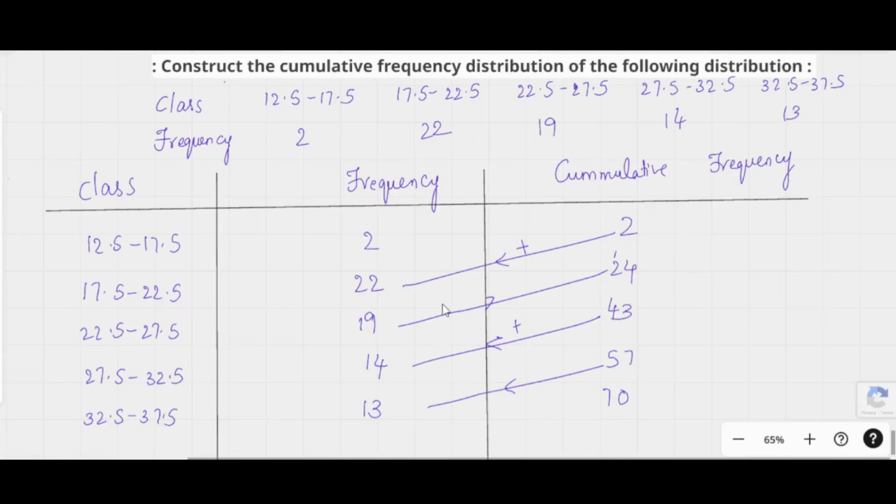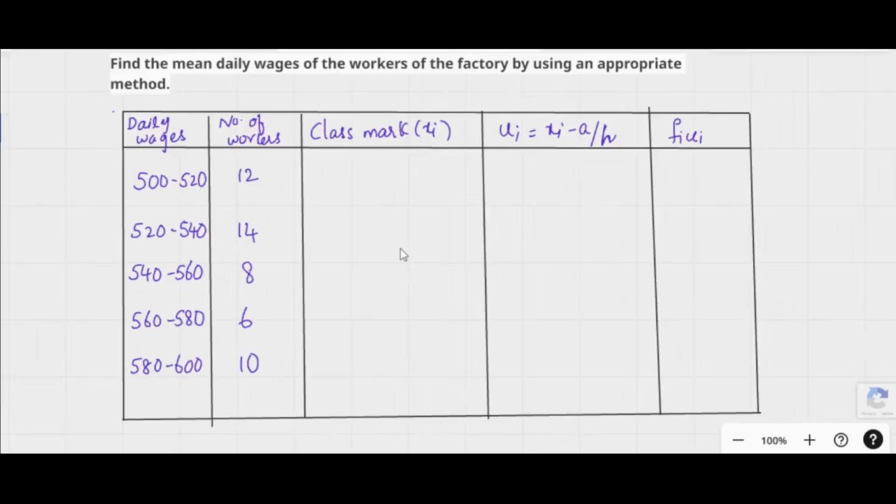Very, very easy. You just need to add the next frequency. Keep on adding the next frequencies and you will get your cumulative frequencies. These are the most commonly asked 1-mark questions, MCQs for the chapter statistics. In the next video, let us solve the mean, median, mode, grouped data, formula related questions.